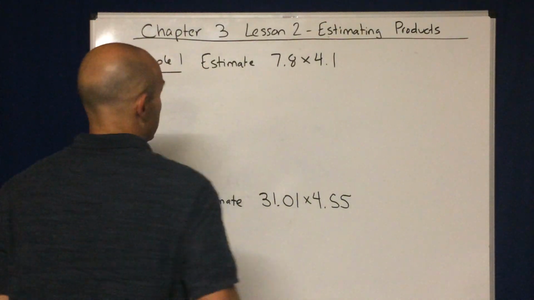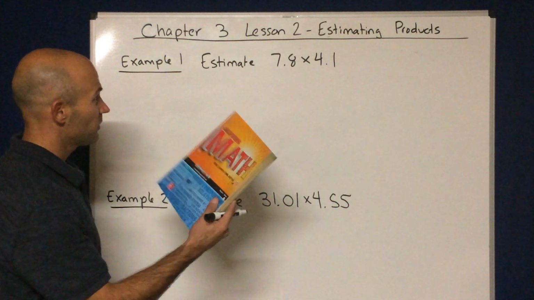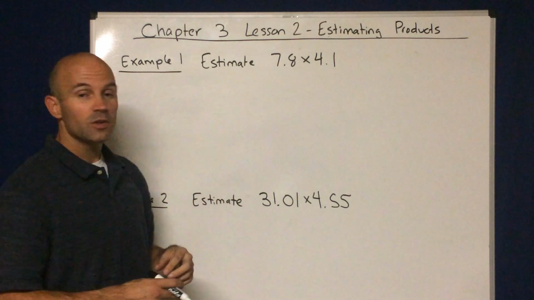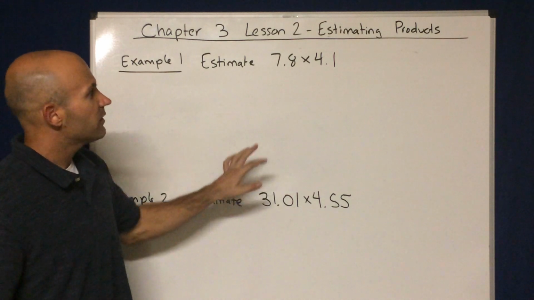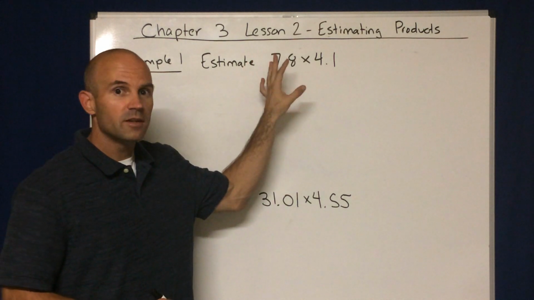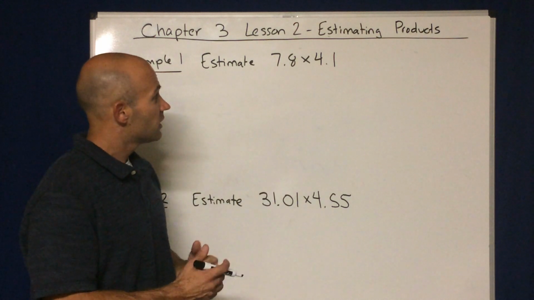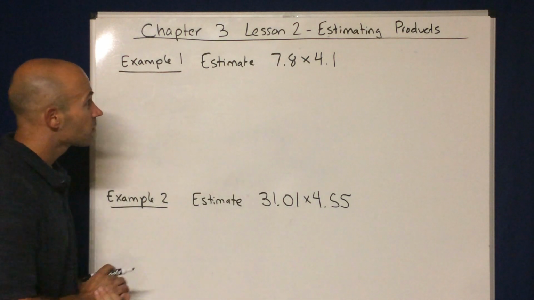This is Chapter 3, Lesson 2 on Estimating Products from California Math, Common Core Edition, Course 1. There was a lesson in Chapter 2 where you did some estimating, and here they're going to do this again in Chapter 3. I found the estimating in this lesson a bit easier than in Chapter 2. So if you struggled a little with that lesson, hopefully you'll find this easier, like I did.